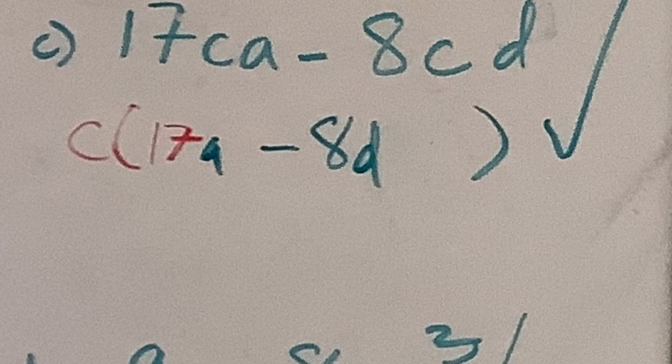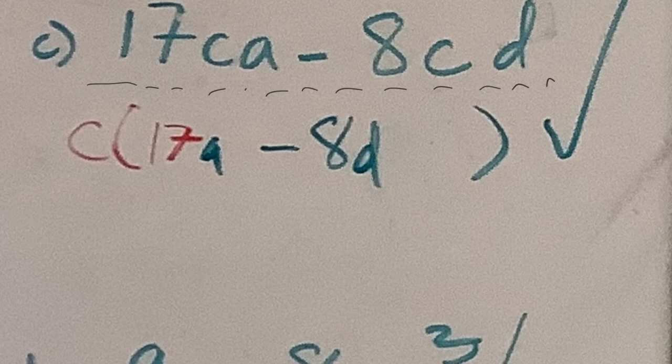Basically, we have 17CA plus 8CD. Now, for 17 and 8, the GCF is 1, so we don't even have to worry about the coefficient number. But we do notice that both of these terms have a C in it. The C is what the common factor is going to be. So we put C and then a bracket, and then we divide 17CA by C. C divided by C is just 1, so it just goes away. And then we're left with A as our final term.